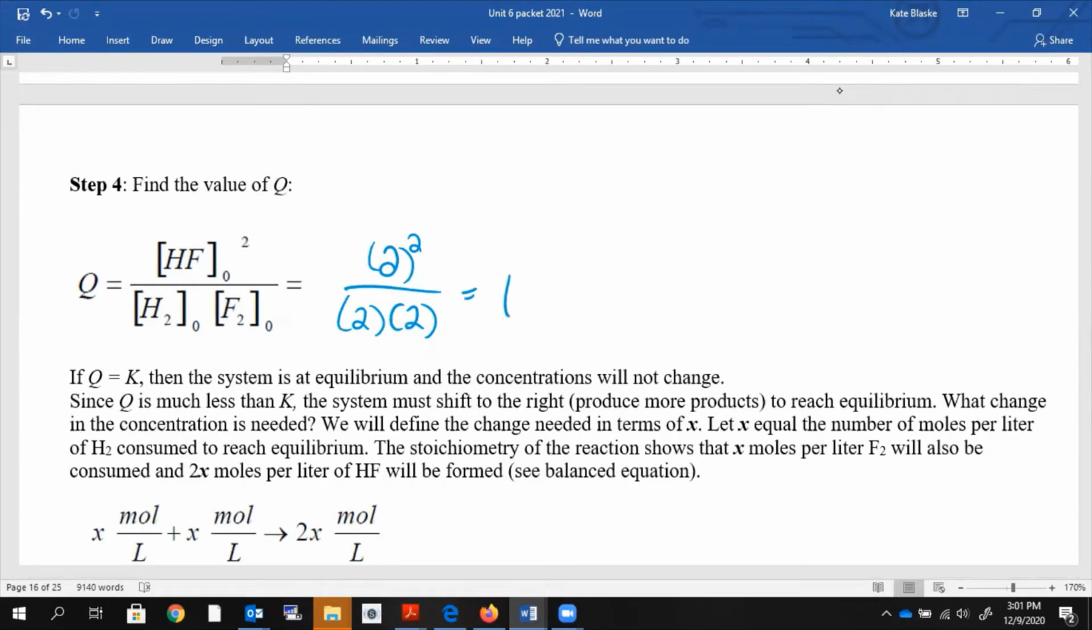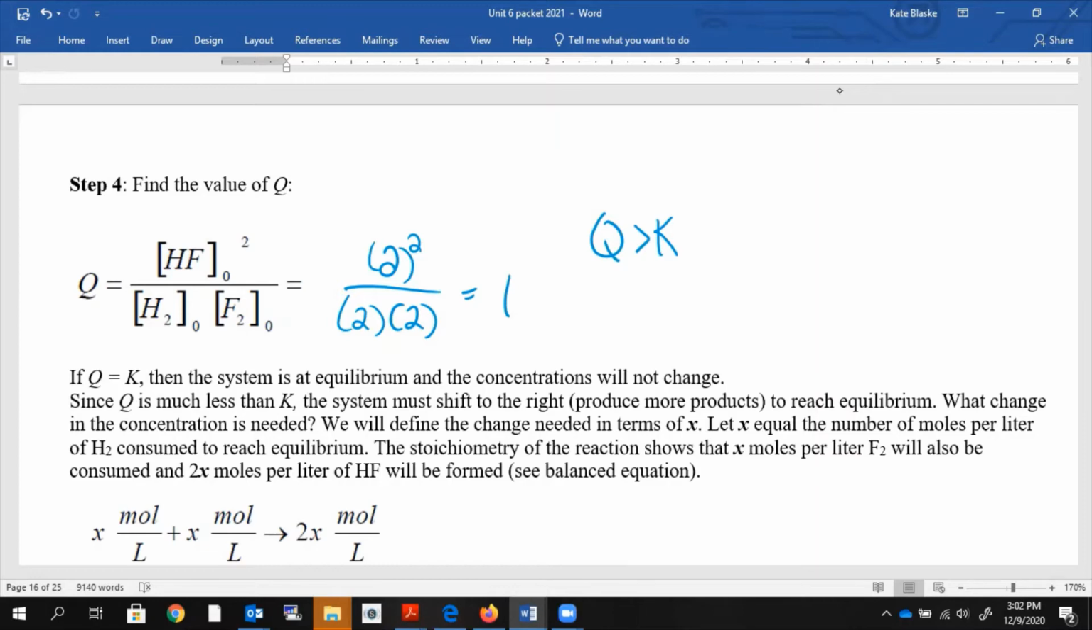So the problem told us that our equilibrium constant for this particular reaction at this particular temperature was 115. So Q ends up being much smaller than K, which means Q is telling us that we do not have enough products to be at equilibrium. We have too many reactants. So in order to come to equilibrium, we need to shift our reaction to the right.